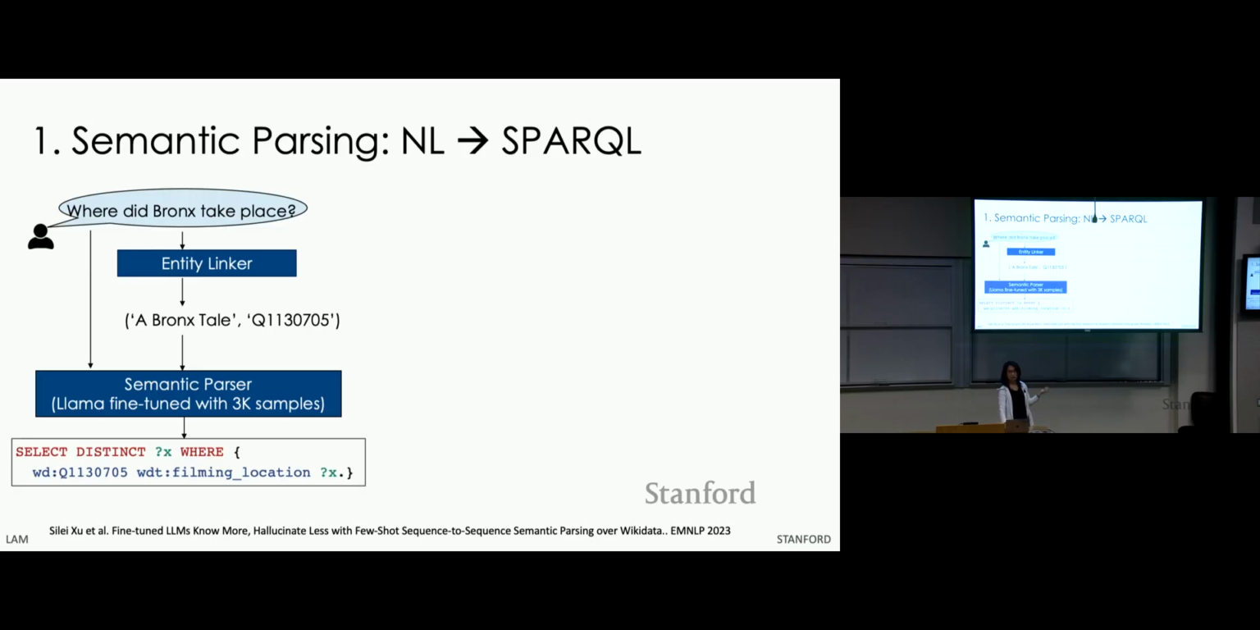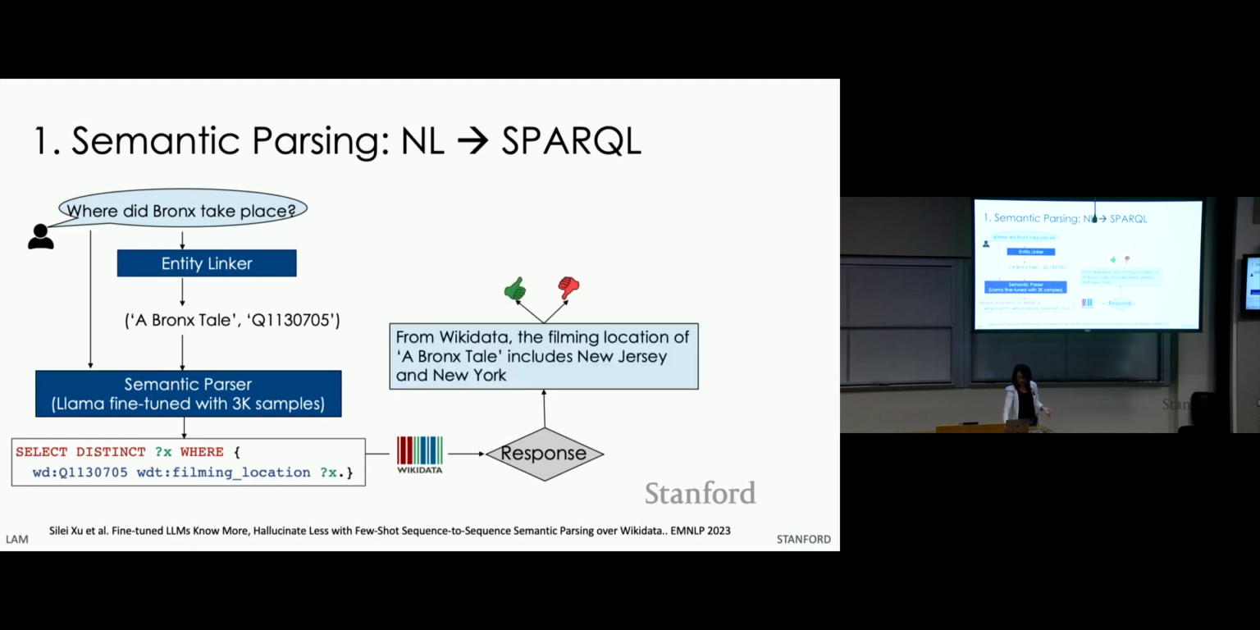And now that you have a triple, what you do is execute it against Wikidata and you get a response. If you have a good query, and if the information is there, then you can get the answer. In this case, the filming location is New Jersey and New York. So that's the result from Wikidata, and the response generator will put it into a sentence. Notice, this is really important, that the whole sentence tells you what the search is.